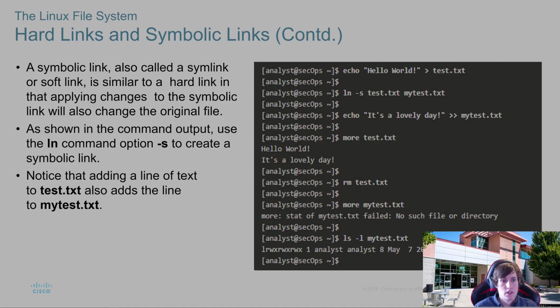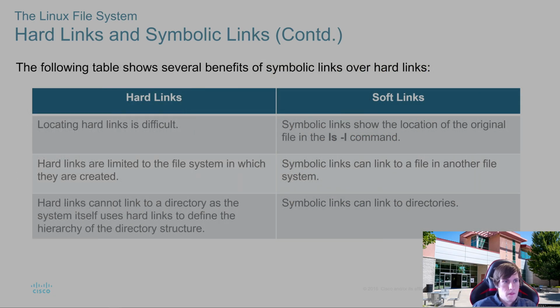A symbolic link, or symlink, or soft link, is similar to a hard link in that applying changes to the symbolic link will also change the original file. As shown in the command output, use ln with the -s option to create a symbolic link. Notice that adding a line of text to test.txt also adds the line to my text.txt. So hard links are difficult because things move around so much. Files move here or there, somebody's messing with it.